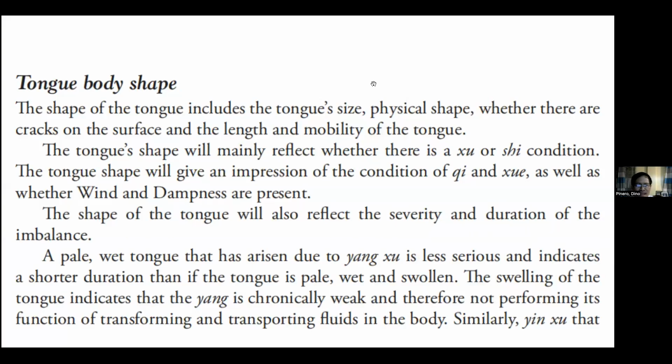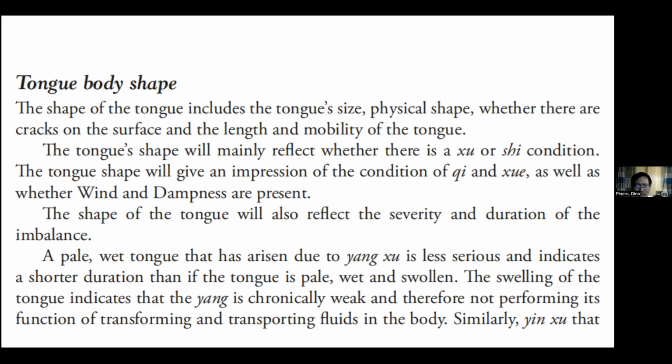The shape of the tongue includes the tongue size, physical shape, whether there are cracks on the surface, and the length and mobility of the tongue. So tandaan po natin, pag sinabi natin shape of the tongue, kasama po dito yung size ng tongue, yung physical shape, yung presence ng crack on the surface, yung kahabaan niya, and dinidetermine din natin kung gaano po kagalaw yung tongue.